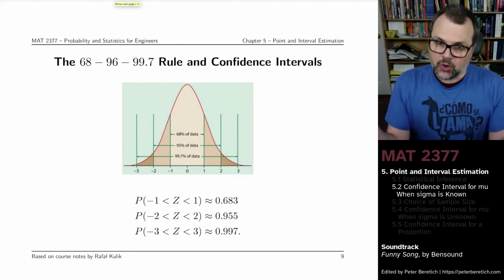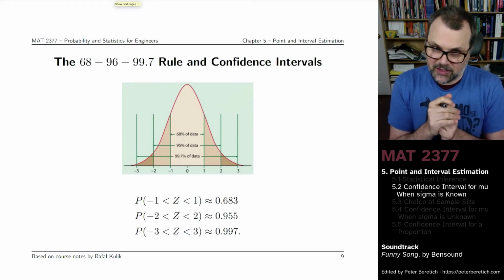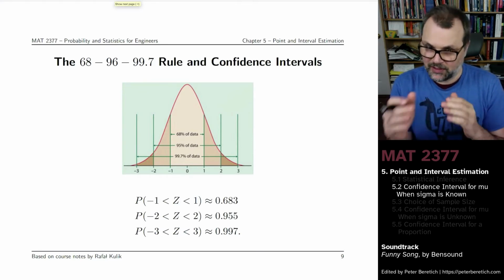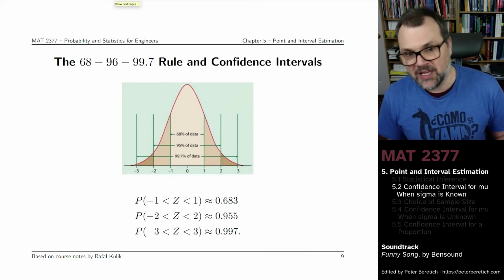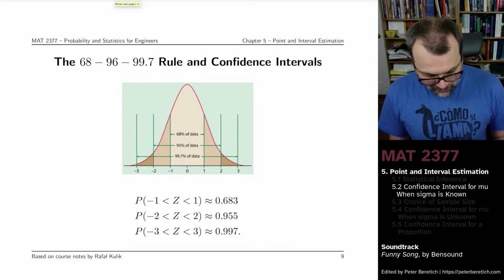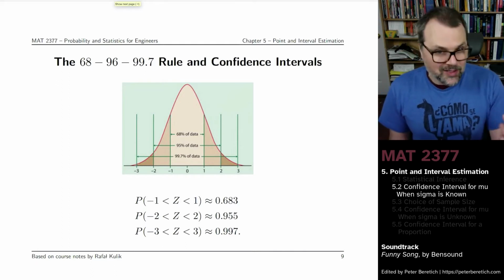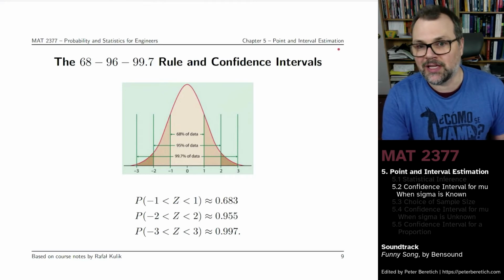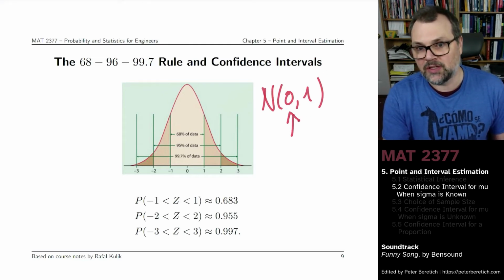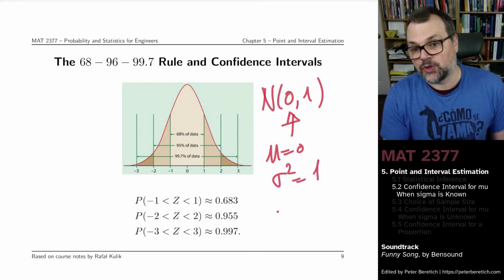If you go 2 standard deviations away from the mean in a standard normal, you get 95.5%, and 3 standard deviations away from the mean, you get 99.7%. Why do I say 1 standard deviation, 2 standard deviations, 3 standard deviations? Remember, in a normal distribution, which is standard, the mean is 0 and the variance is 1, which means that the standard deviation is 1 as well.